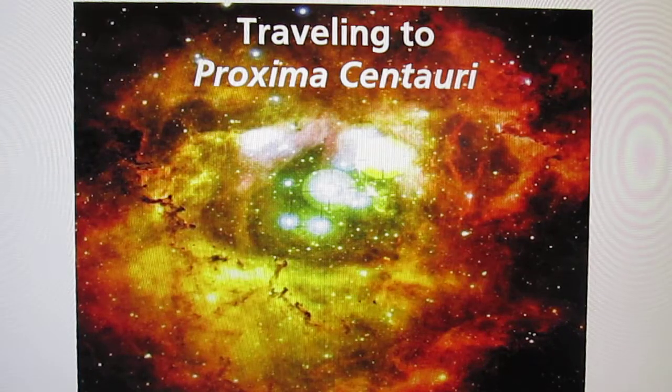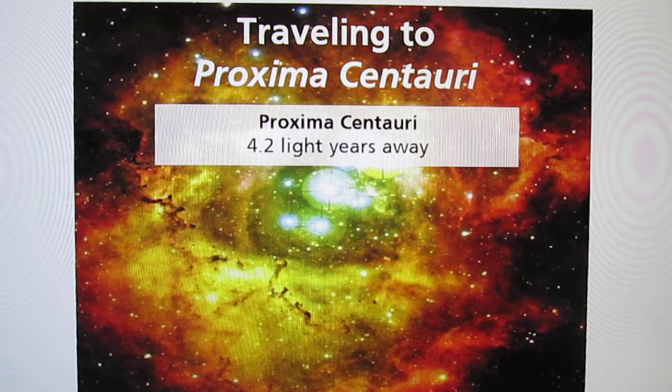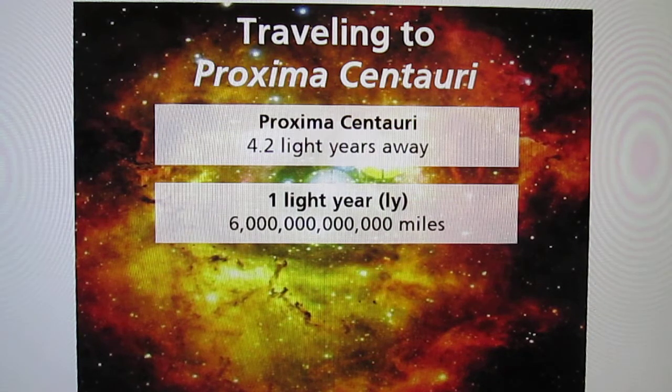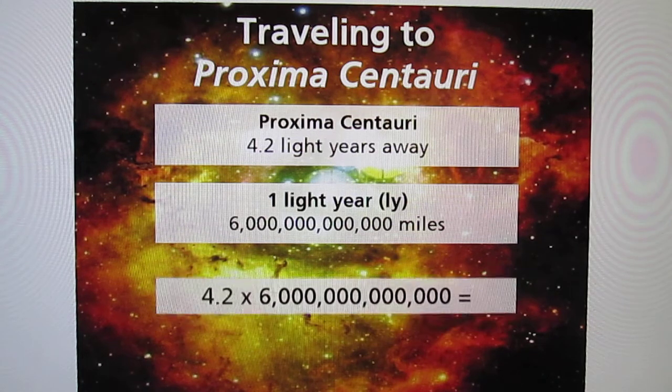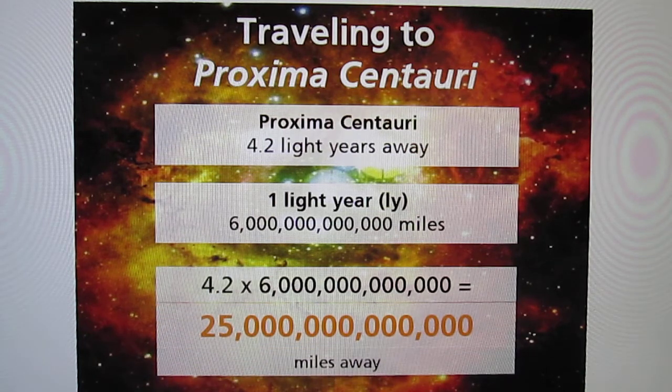So here's the question. If we were to travel at 50,000 miles per hour, how long would it take to reach our next nearest star neighbor, Proxima Centauri? Remember, we learned in the previous slide that Proxima Centauri is 4.2 light years away. We also learned that 1 light year equals 6 trillion miles. Therefore, we need to multiply the distance of the star, which is 4.2 light years away, by 6 trillion miles. When we do this calculation, it shows us that Proxima Centauri is about 25 trillion miles away.